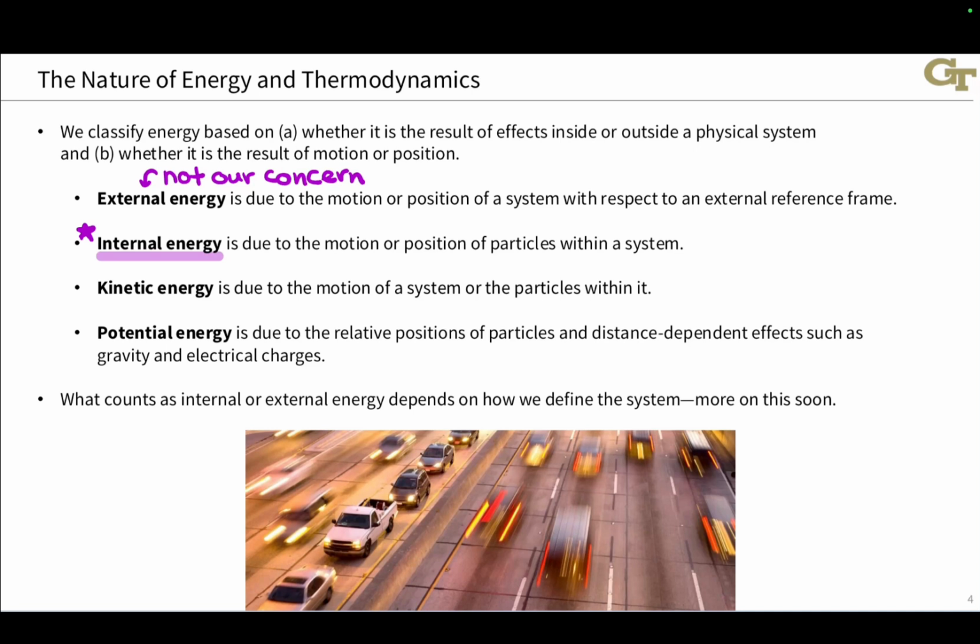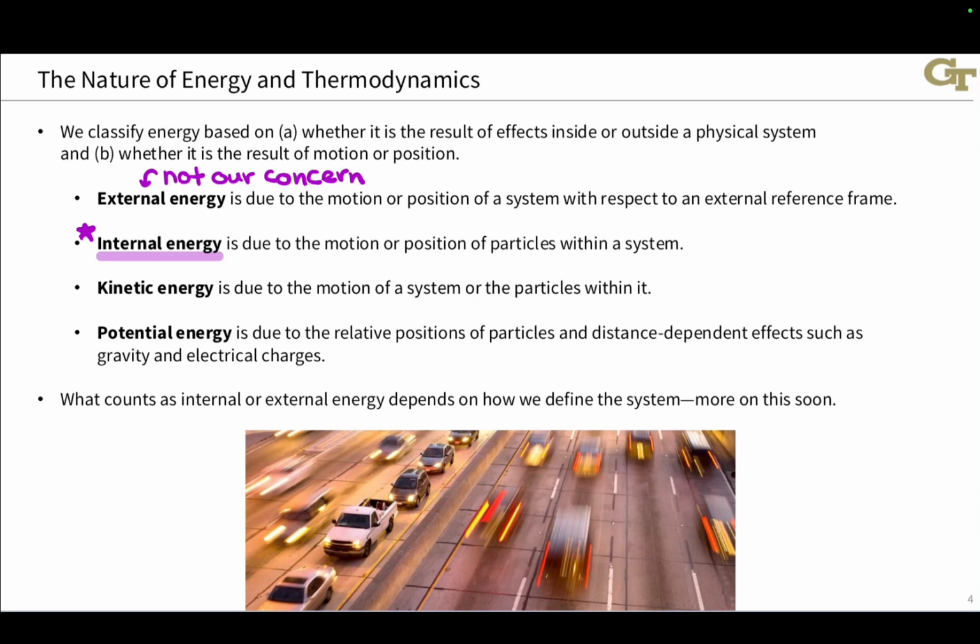However, systems can also have energy, and particles within systems can have energy due to distances between them when there's some sort of distance-dependent effect going on, like the attraction or repulsion of charges or the attractive forces of gravity. And that energy due to relative position is known as potential energy.